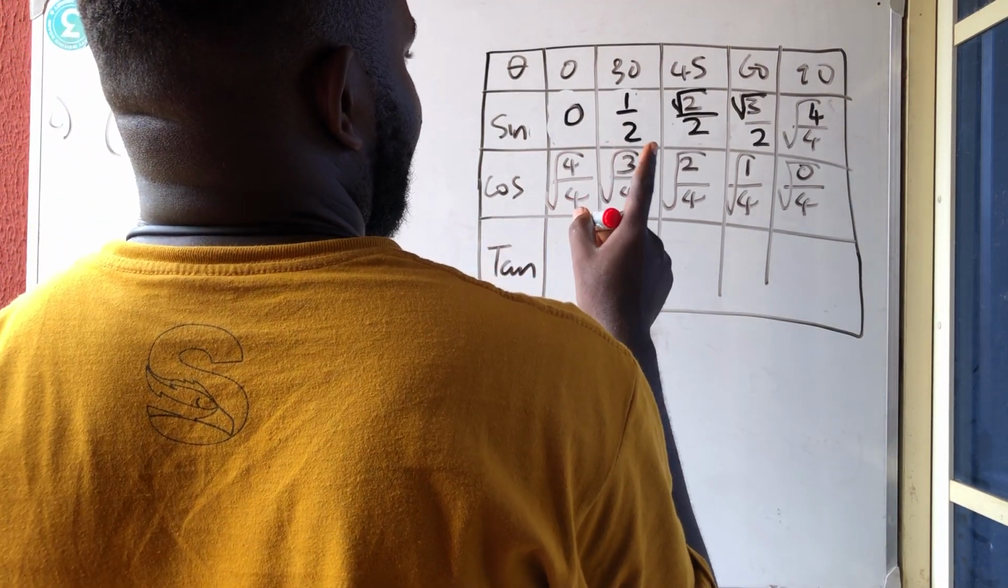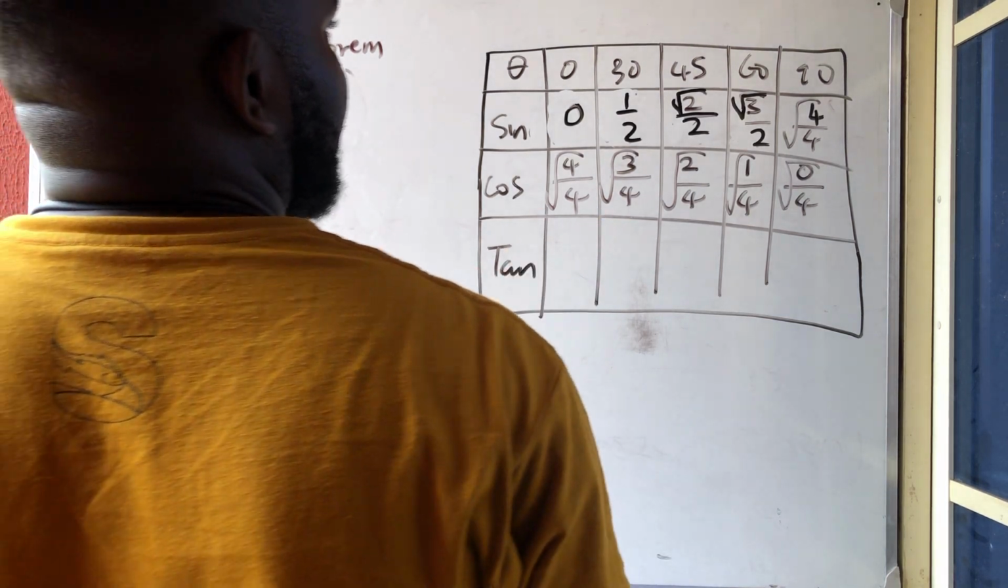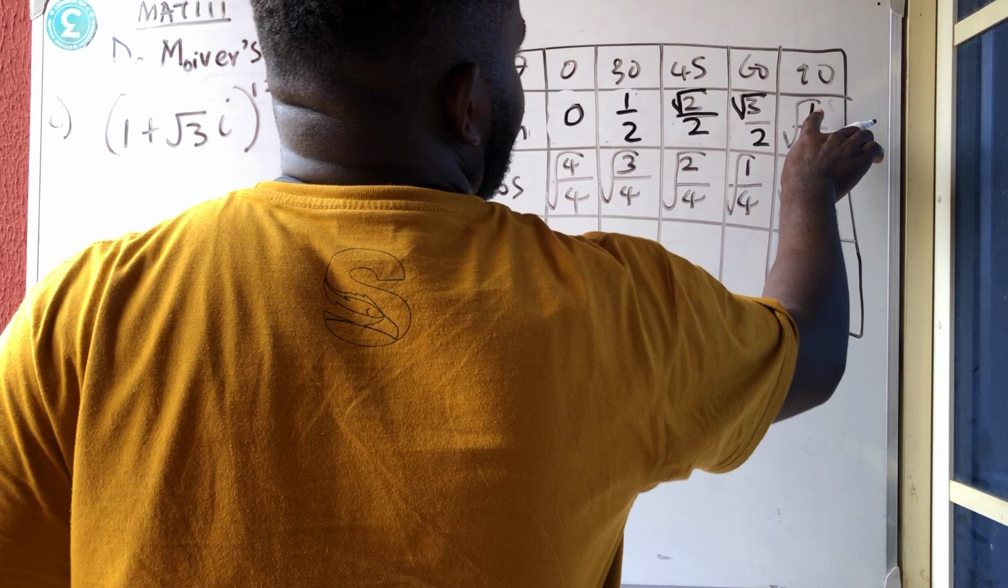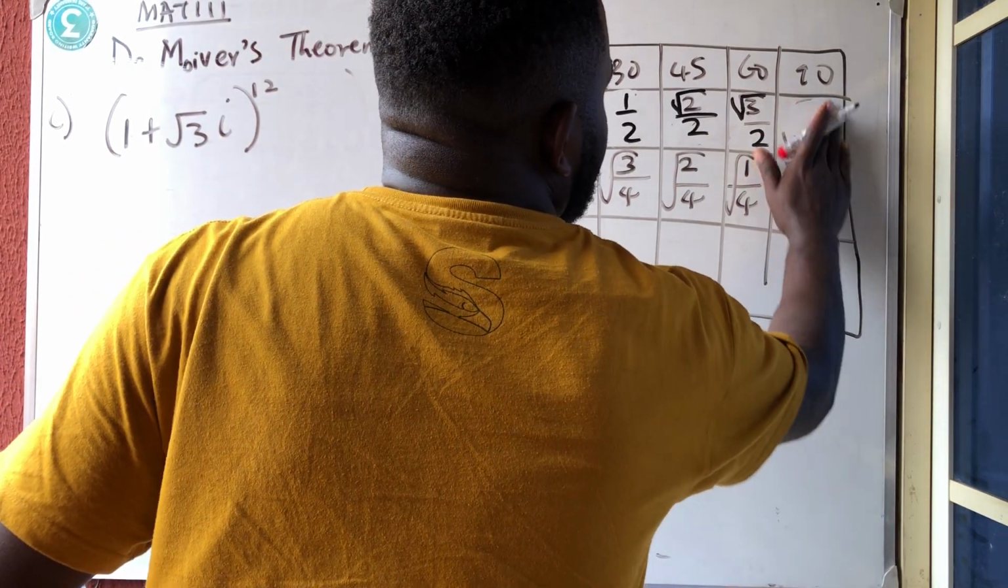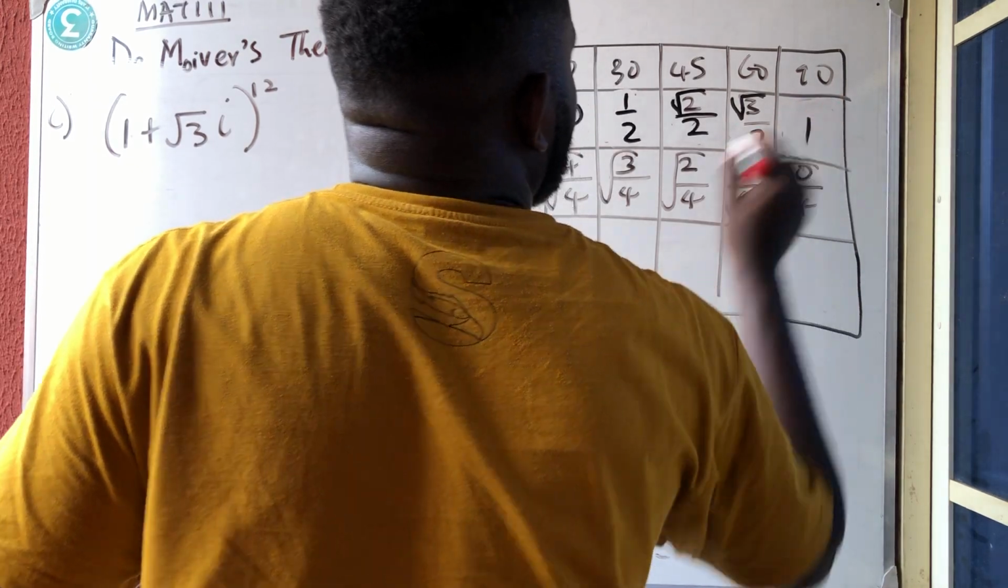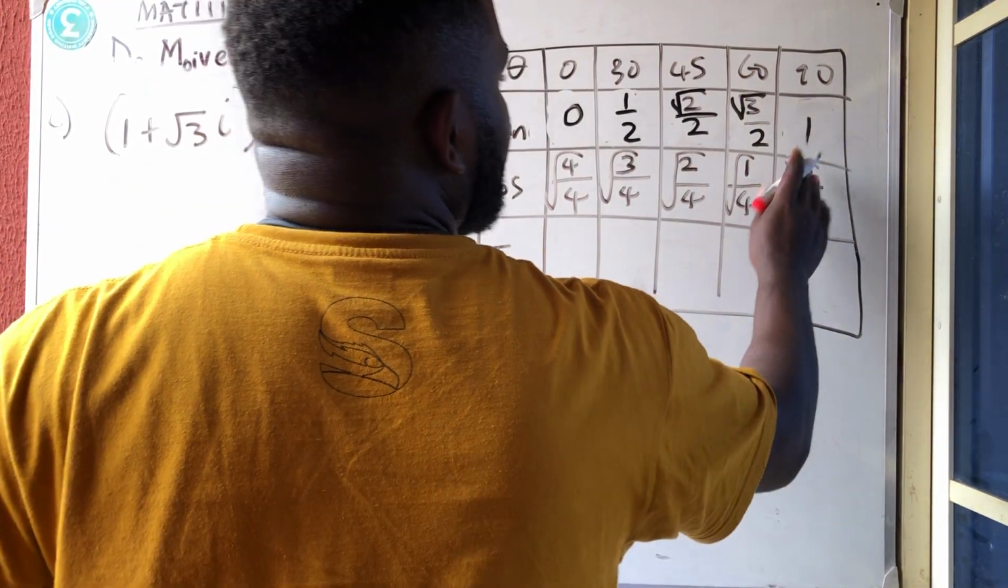0, 1, 2, 3. Okay. So what am I having here? 4 divided by 4 is 1. Root 1 is 1. So my answer here is 1. Correct. So let's go here again. 0 divided by anything is 0. So root 0 is still 0.